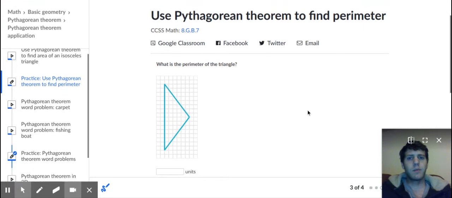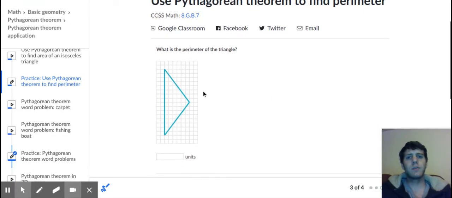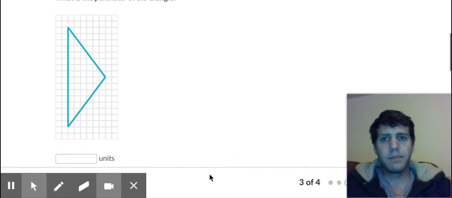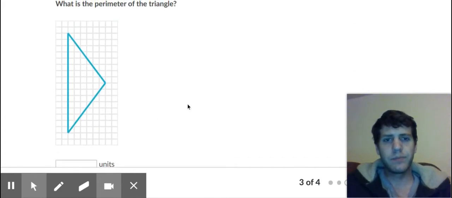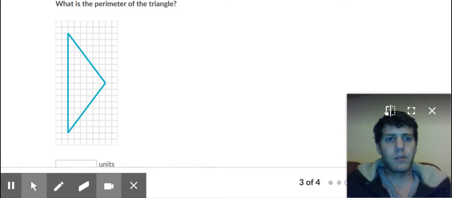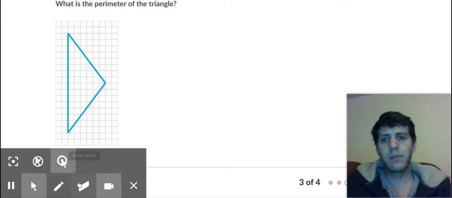Okay. And we're asking this question, what is the perimeter of the triangle? So perimeter is the length of all the sides added together. So we need to find the length of all 3 sides of this triangle and add them together. So I do want to zoom in so we can see it a little better. There we go. Probably don't want my face to be quite as large, but I guess we got to deal with it.